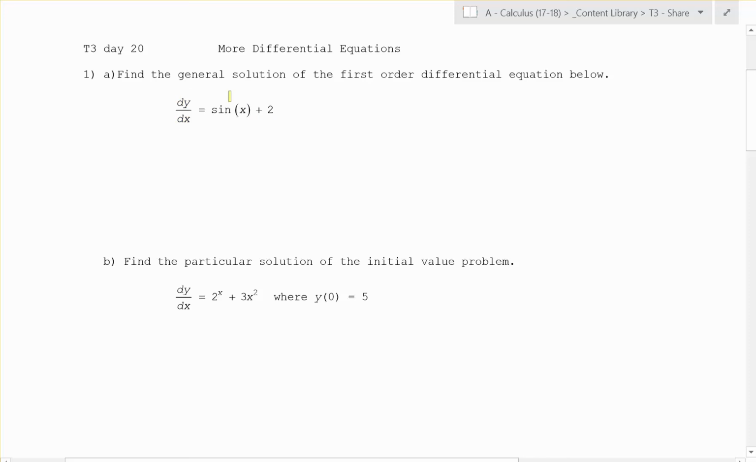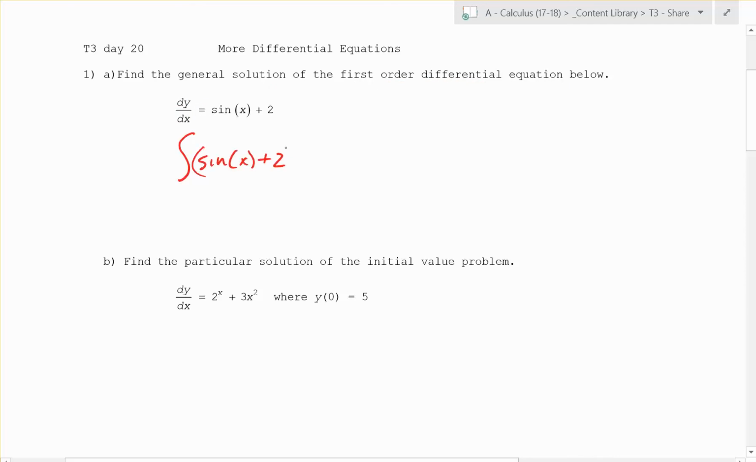Now mathematicians like to have different ways to word things, and this statement seems pretty long and complicated, but it's actually relatively straightforward. It says, find the general solution for the first order differential equation below. Now this is a first order differential equation because it's a first derivative. And when it says general solution, that means just find the indefinite integral. That's all it's asking you to do right here.